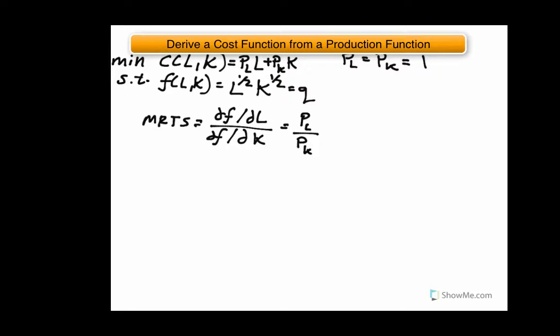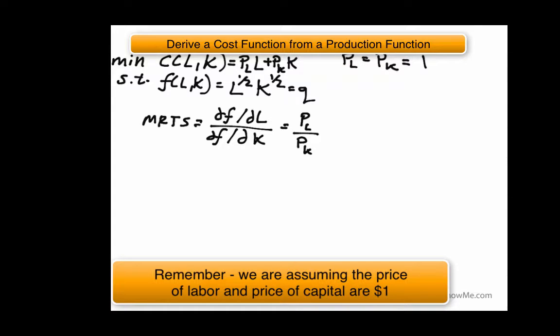And that gives us this tangency condition here. So we know this is K and this is 1 over 1, and we can just solve for this right now. Taking the derivative of F with respect to L, I'm going to move the 1/2 down on the L, and I'm going to be left with L to the negative 1/2, K to the 1/2.